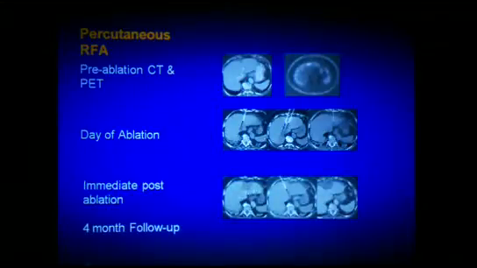you can always give contrast to see the area of ablation. If you're not satisfied with the 1 centimeter margin, you can always re-ablate and get a post-contrast study to make sure that area is completely ablated.